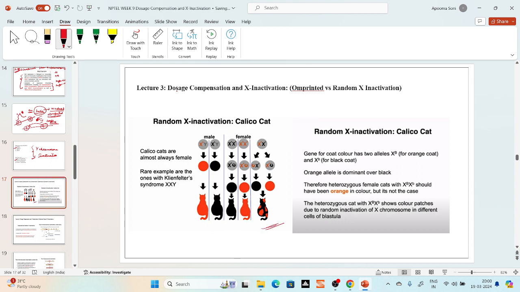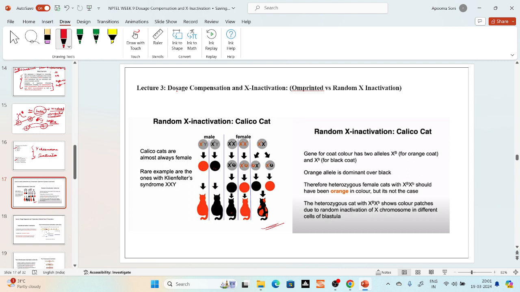Now, why is this red and black patch cat, a calico cat, always a female cat? You see here the coat color, body color. So body color orange and black. This orange is dominant over the black one. In males, Y does not have any color. So if XY is there and this X is of orange, then it would be an orange male. XY, if this X is black, it would be a black male. Males are always XY, so there cannot be XX. So either it would be orange or it would be black. Here, if both are black, it would be black. If both are orange, it would be orange.